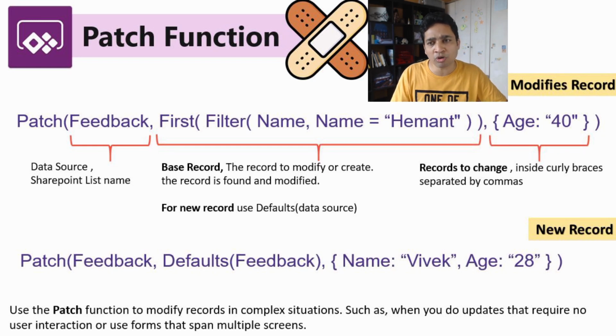The only difference between modifying and creating a new record is that for the second parameter over here, I will just use a default schema of this particular data store. So in this case the feedback SharePoint list is our data store.